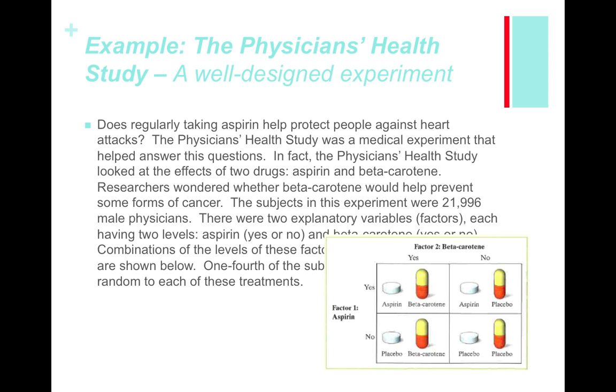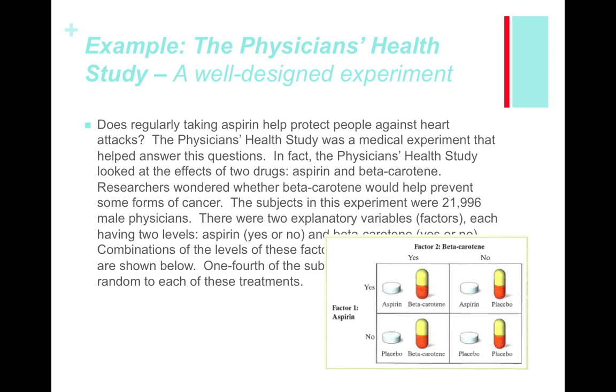So does regularly taking aspirin help protect people against heart attacks? The Physician's Health Study was a medical experiment that helped answer this question. In fact, the Physician's Health Study looked at the effects of 2 drugs, aspirin and beta-carotene. Researchers wondered whether beta-carotene would help prevent some forms of cancer. The subjects in this experiment were 21,996 male physicians. There were 2 explanatory variables, each having 2 levels: aspirin, yes or no, and beta-carotene, yes or no.